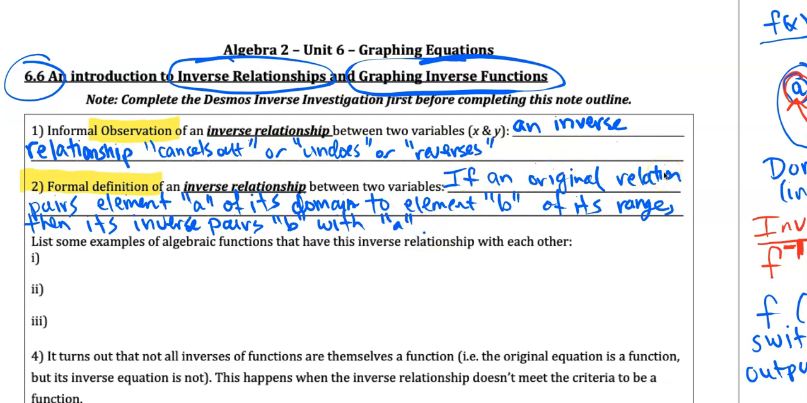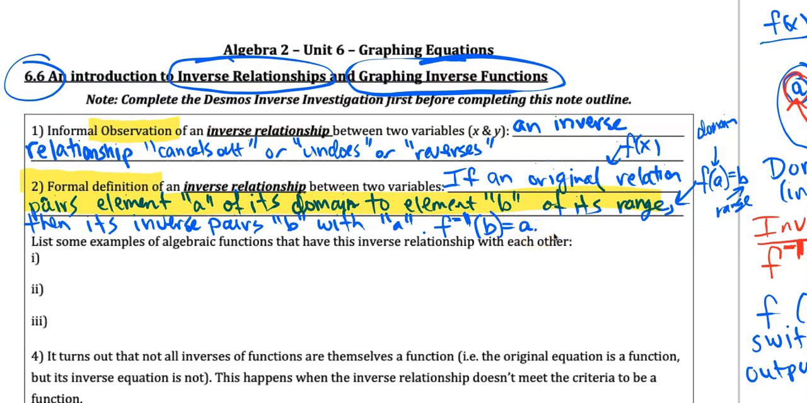So if an original relation, maybe we'll think of that as our f of x, pairs element A of its domain to element B of its range, we can think of this part as the f of A equals B scenario. So I plug in A, the domain, the A is the input, the B is the output. So that's domain, that's range. So the original function does that. Then its inverse pairs B with A. So this was the example from before where we then had this other function, this little -1 function, and now we plug B in there. So now B is the domain and A is the range of the inverse function. It goes backwards. It reverses the order of f.